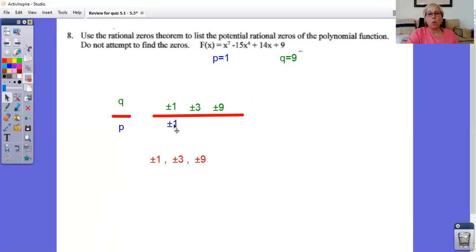1 divided by 1 gives us 1. 3 divided by 1 gives us the 3. And 9 divided by 1 gives us 9. So if this function has a rational solution, it's either going to be plus or minus 1, plus or minus 3, plus or minus 9. I know that there's no way it could be a 2 or 4 or 5. It can only be in this list.